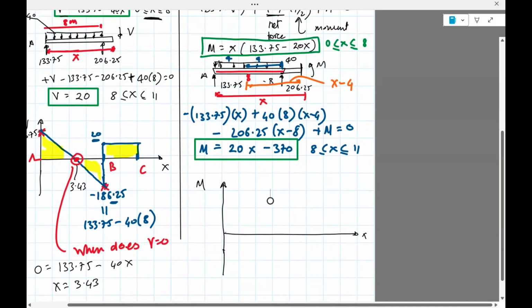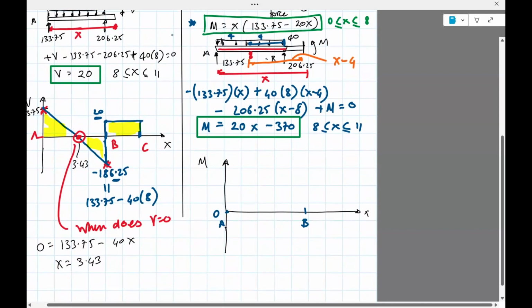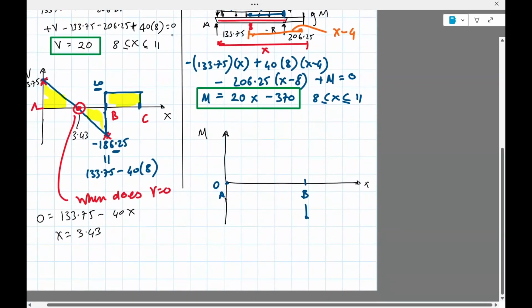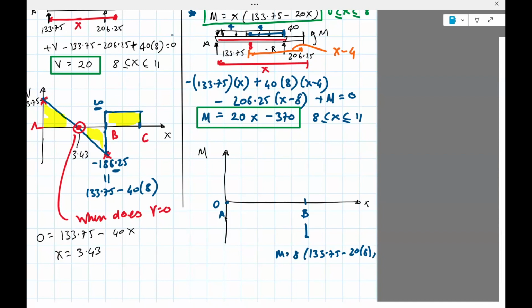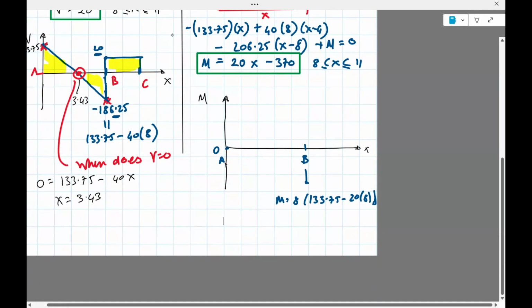Okay, let's look at the first equation. The first one is valid from 0 to 8. We put x equals 0, so we see that this is 0 at point A. Then B is here, so if you put x equals 8, we have 8 times 133.75 minus 20 times 8. If you do that, I get minus 210, so it's actually negative.